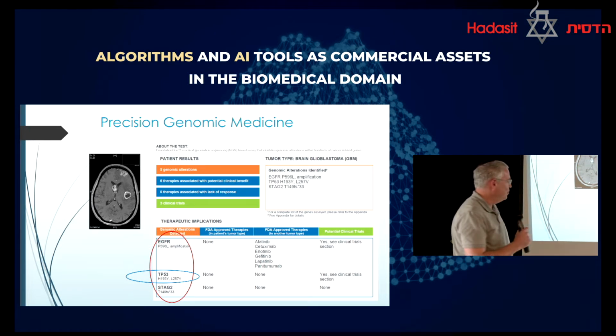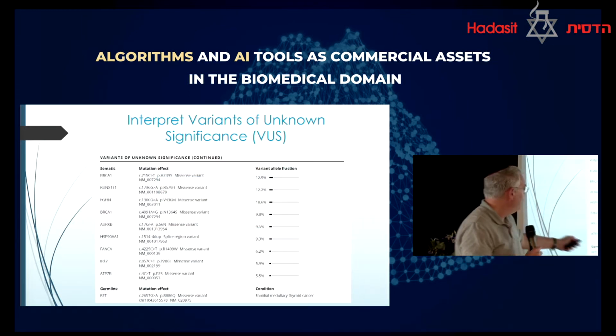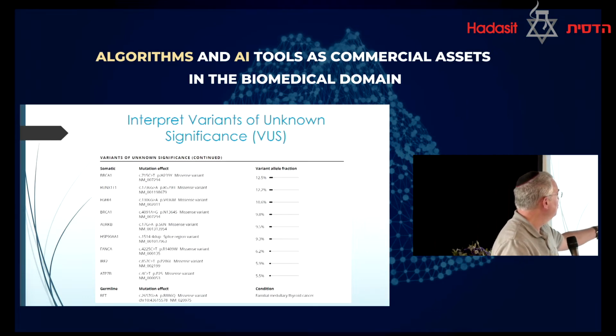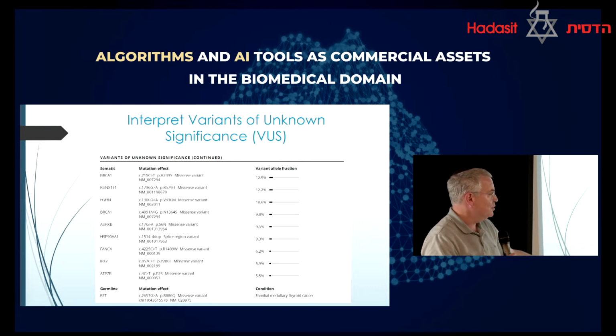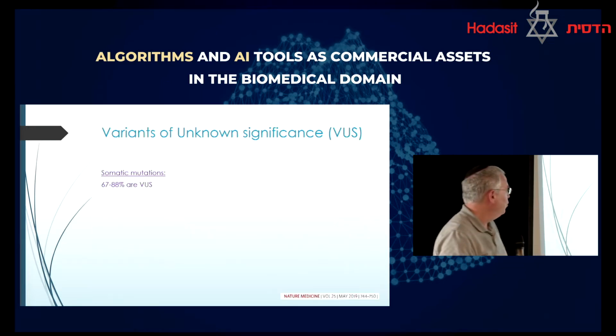So this is actually the tip of the iceberg, because we know that there are many more mutations found in the tumor, and they are defined as variants of unknown significance. So you can see here a lot of mutations, and we don't know what to do with them. They write them in the appendix. And why is this important?